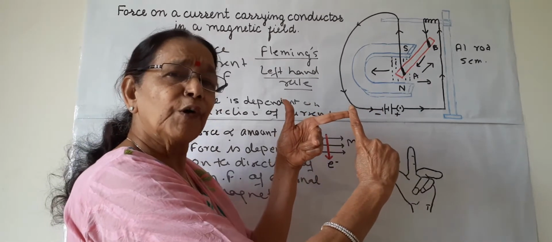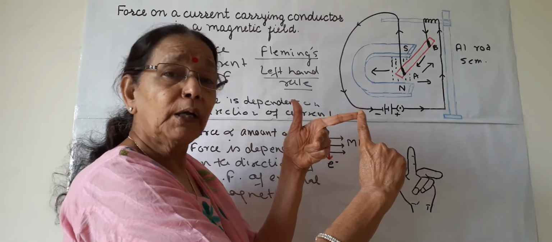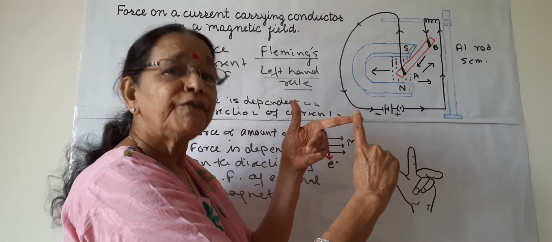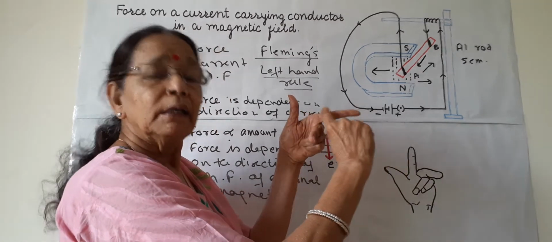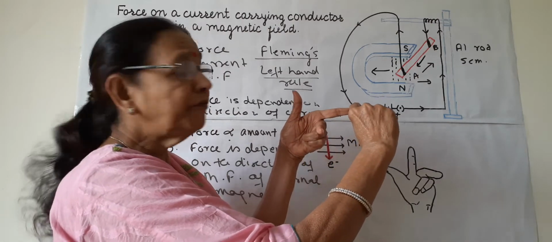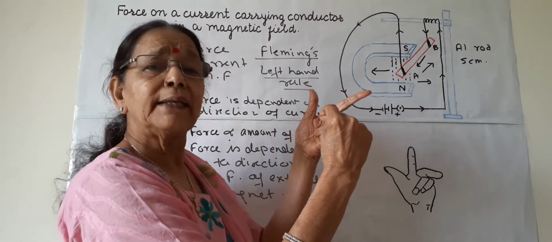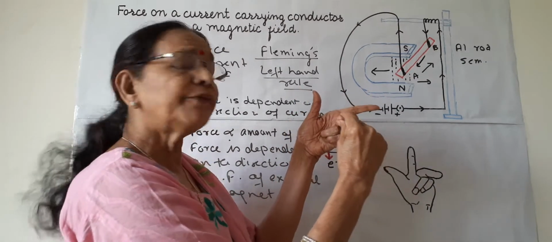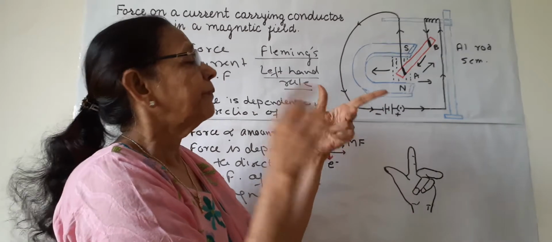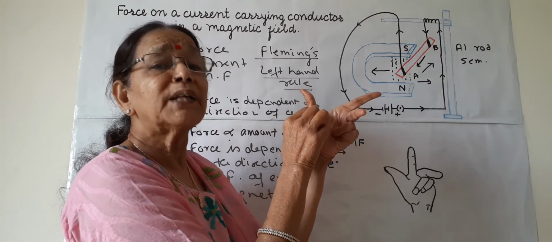This finger is the forefinger. So this demonstrates the field, or magnetic field. F for forefinger, F for field. This finger tells us the direction of the magnetic field. This is the center finger, C for center, C for current, and this finger tells us the direction of current. This is the thumb, T for thumb and T for thrust also.